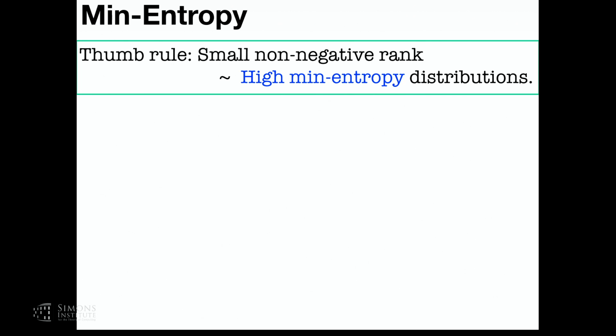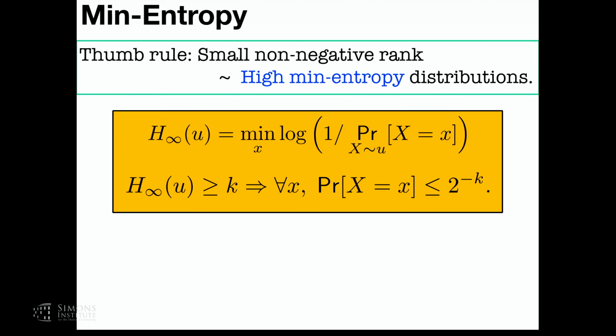The thumb rule to keep in mind here is that small non-negative rank corresponds to the factors being high min-entropy distributions. Okay? And here, by min-entropy, we say a distribution has min-entropy at least k if every event under the distribution has probability at most 2 to the minus k of occurring. Okay? So no event is more likely than 2 to the minus k. So if you have a small number of factors, then you can sort of prune out some factors to ensure that all the remaining ones have high min-entropy.